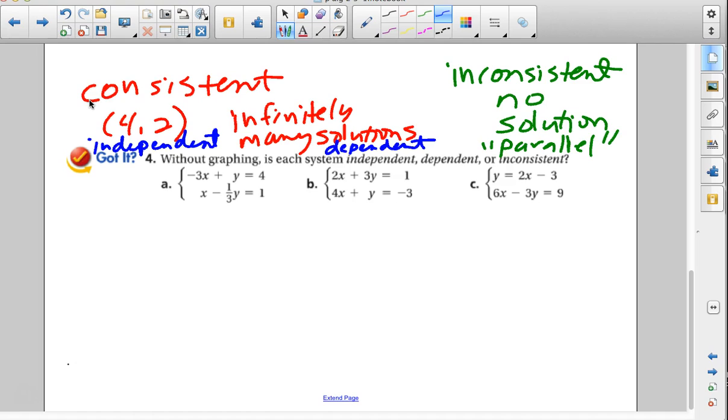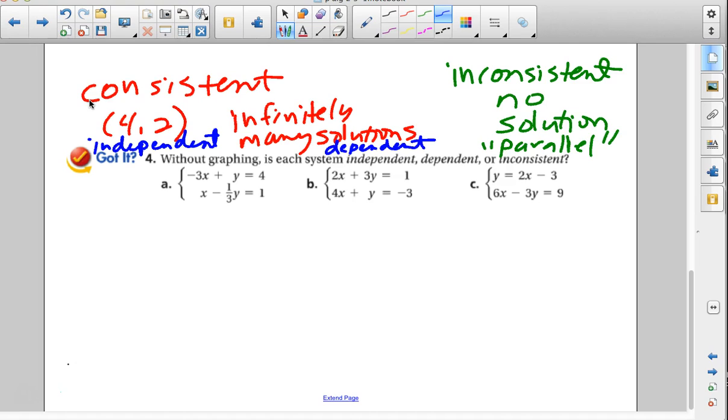So what we're looking for here is this. When we solve these for y, are they exactly the same? If they're exactly the same, we're going to write infinitely many solutions and dependent. Are they parallel? Are the slopes the same but the b values are not? Then we're going to write no solutions and that it's inconsistent. If none of that happens, you're going to get one answer. And those are the only three choices you have. And if you get one answer, that's consistent with what we like, and it's independent because there's only one.